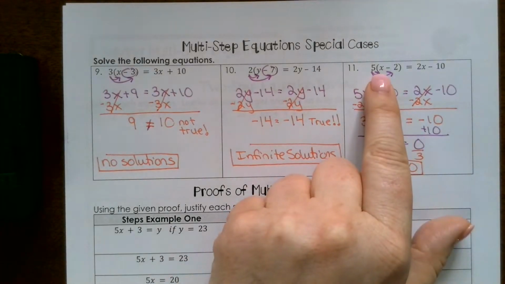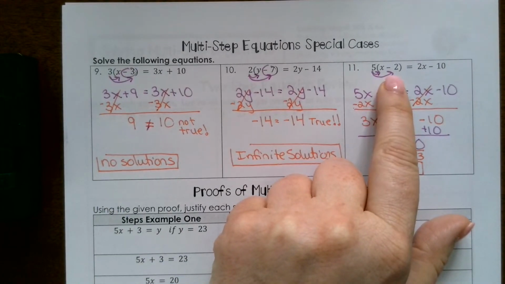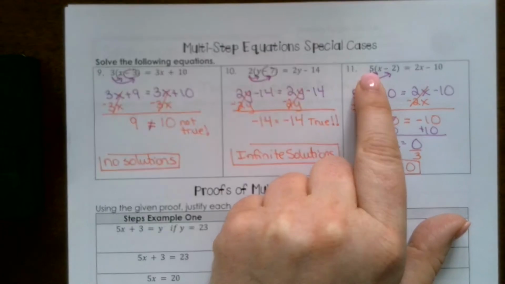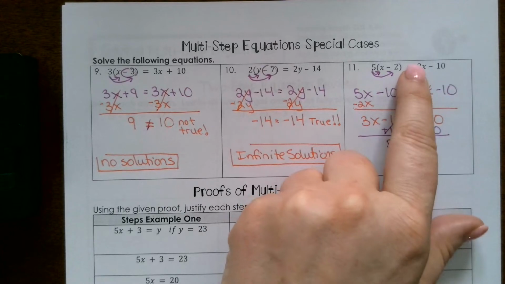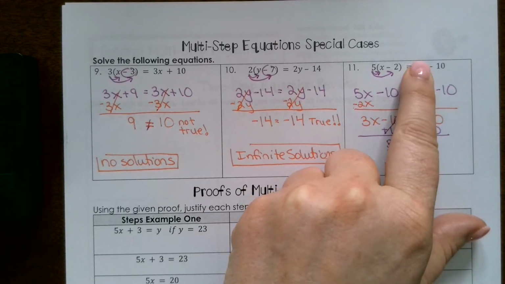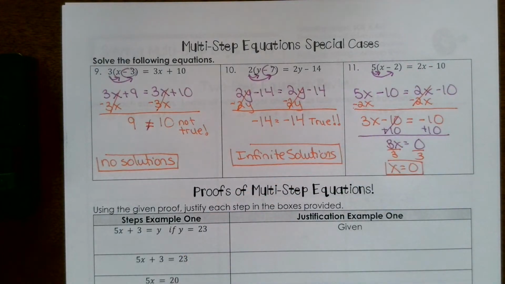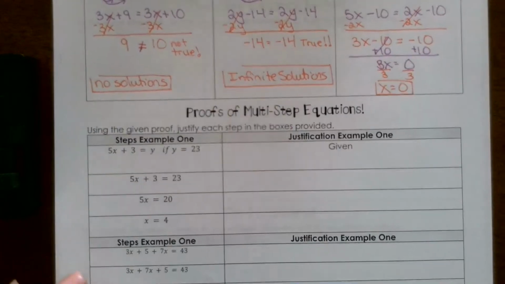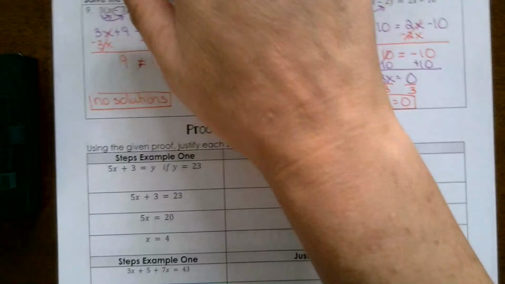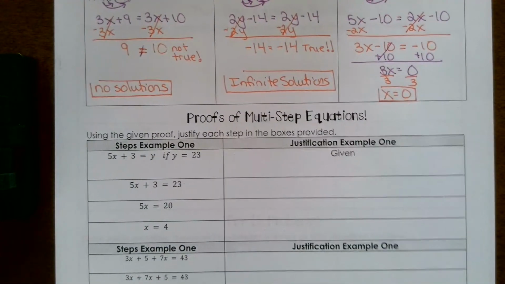Now if I substitute 0, 0 minus 2 is negative 2. Negative 2 times 5 is negative 10. 2 times 0 is 0, so negative 10 is left. This is the valid solution. Valid and true. Alrighty. We're going to just wrap this page up with some proofs of multi-step equations.